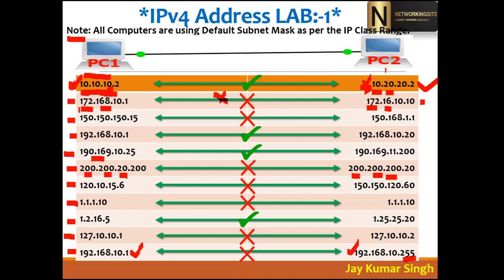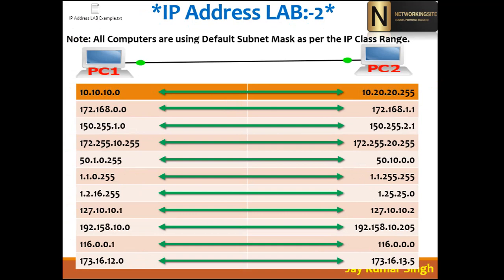Okay, now this one was a very easy lab, but this one is a little bit harder. Now take this first example. Now check whether they will communicate or not. The first example, no, it won't work. Check again. If you check the condition I told you, what is the condition?